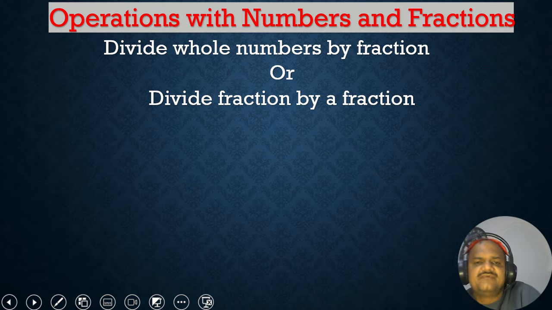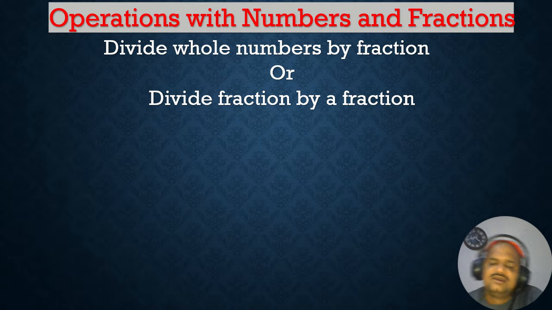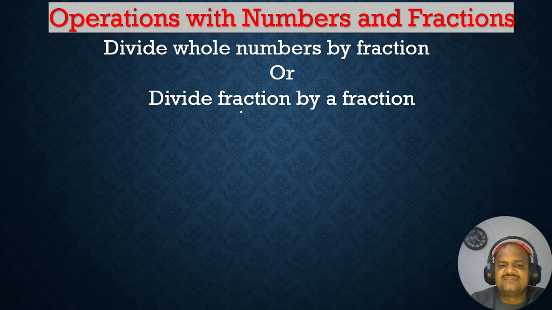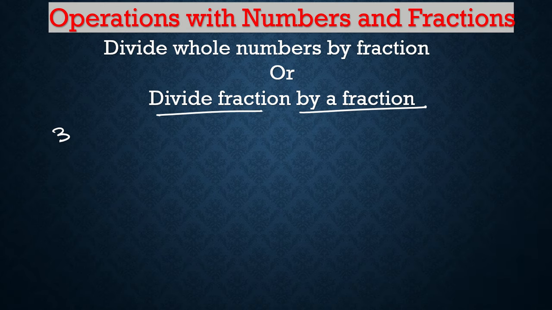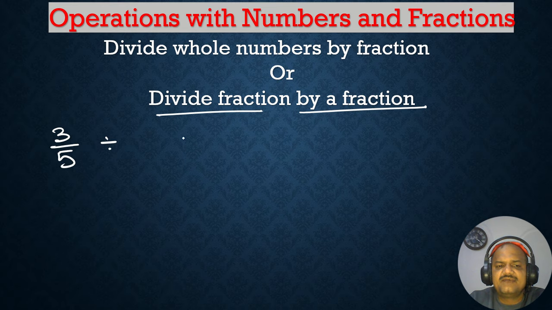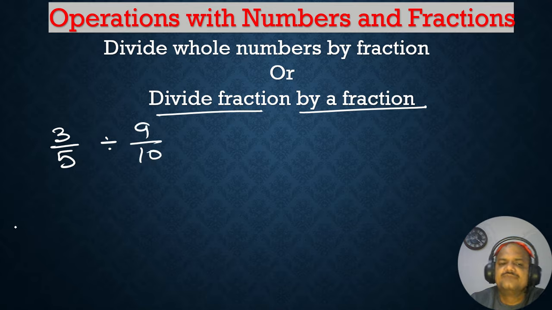Now, divide whole number by fraction or divide fraction by a fraction. All the things are to be done with the same method. Okay. So, I will take both the examples. First, I am doing divide fraction by a fraction. For example, you have to do 3 over 5 divided by 9 over 10. Okay.